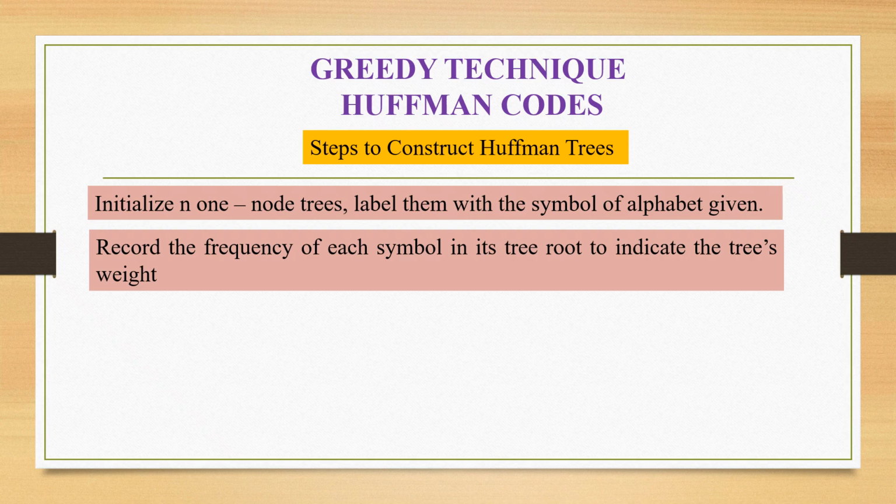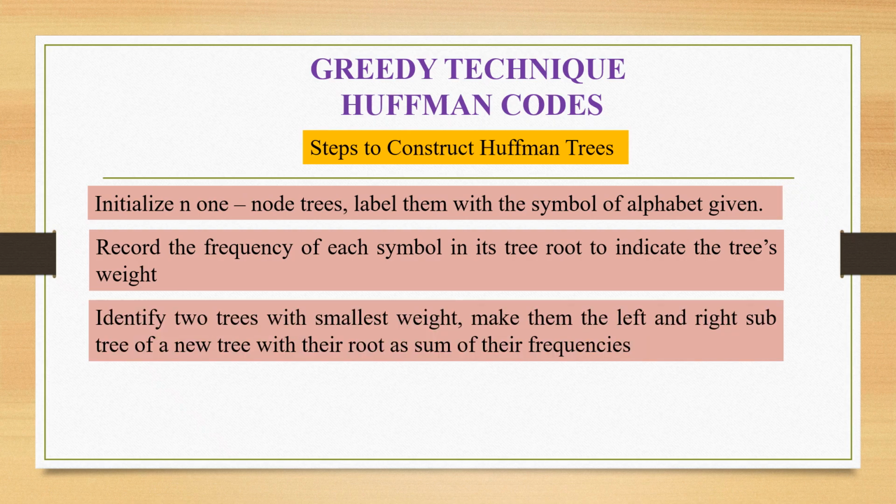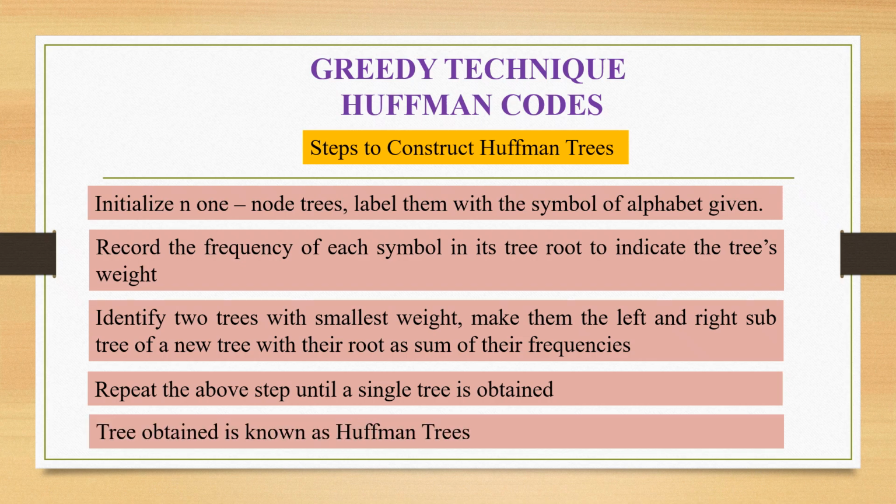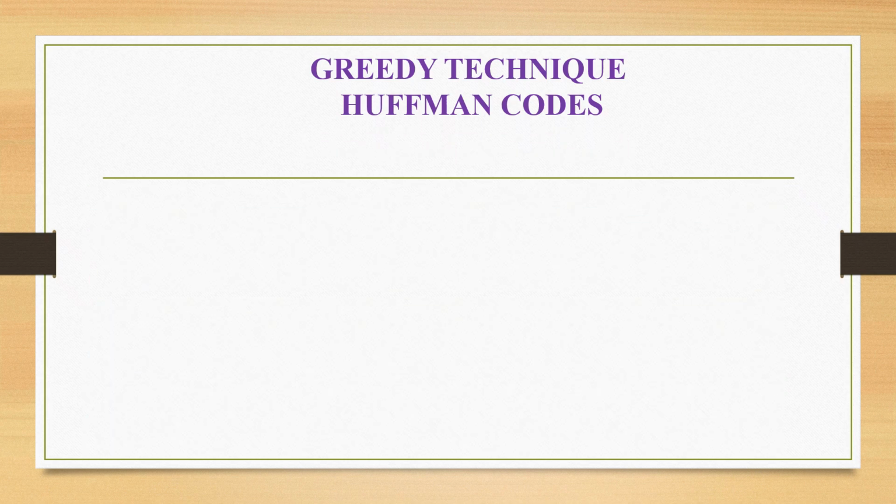So what are the steps involved in constructing the Huffman coding tree? Initialize n one-node trees, label them with the symbols of the alphabet, and record the frequency of each symbol in its tree to indicate the tree weight. Identify the two trees with the smallest weight and make them the left and right subtrees of a new tree, with its root being the sum of their frequencies. Repeat the steps above until a single tree is obtained. The tree we obtain is called the Huffman coding tree.